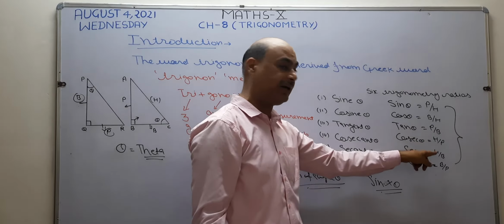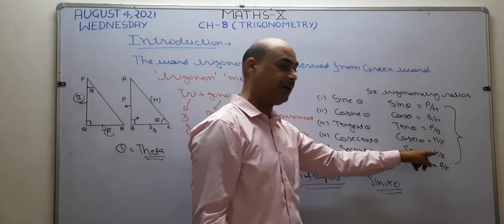Now, how do we find the value of sin theta? P by H means perpendicular upon hypotenuse. This perpendicular upon hypotenuse makes sin theta. B upon H means cos theta. P upon B means tan theta. H upon P means cosec theta, H upon B means secant theta, and B upon P means cot theta.